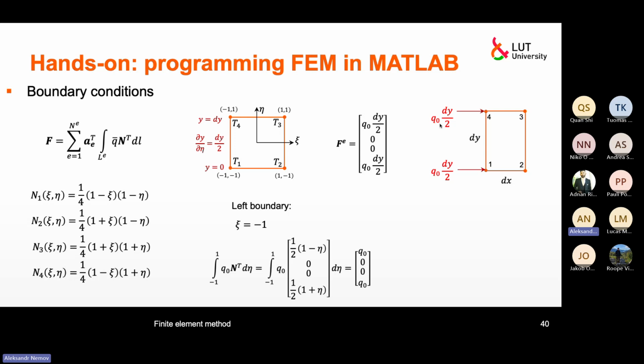So this Q0 times dy will be the whole energy per time coming through this boundary, and then I divide it by 2, and these are my contributions for each node. It's that simple. You will have to deal with it a little bit more in your home assignment. I will hopefully have time to explain that later.